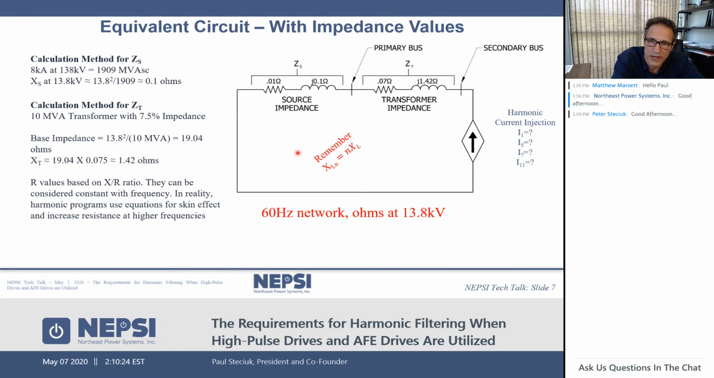And in this case, you have to remember that the inductive reactance of the system, XL, which is the value of 0.1 ohms here and 1.42 ohms here for the transformer reactance, is impacted by frequency. If we go to the second harmonic, the inductive reactance is double because it's N times XL. So inductive reactance, remember, is equal to 2 pi F, which is frequency, times L, which is inductance.